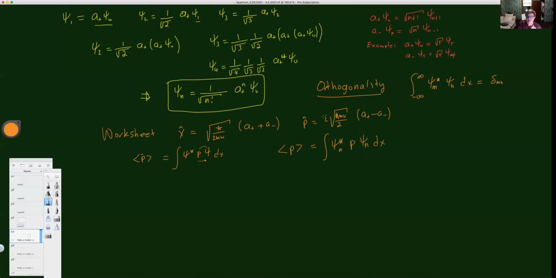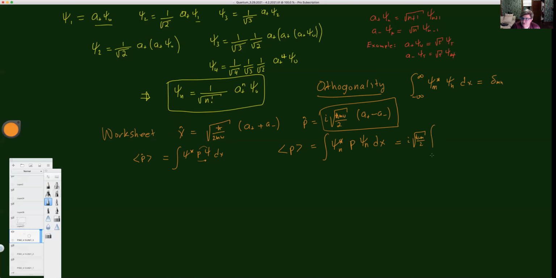And now p, I'm going to write it in terms of these. I'm not going to write h bar over i d/dx and then try to take some derivatives. And how could I do that anyway? I don't even really know what the psi n's are. I know what psi 0 is and psi 1, but I don't know some general psi n. So I'm going to pull my constants out. So I have i times the square root of h bar omega m over 2.